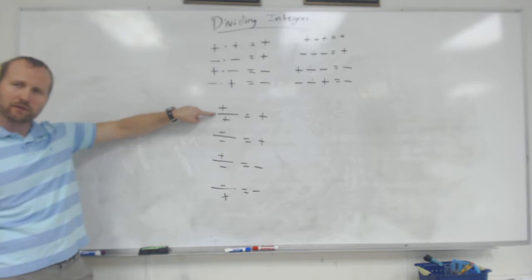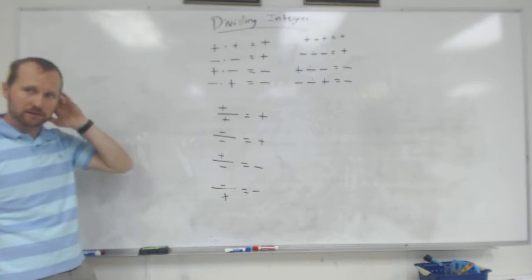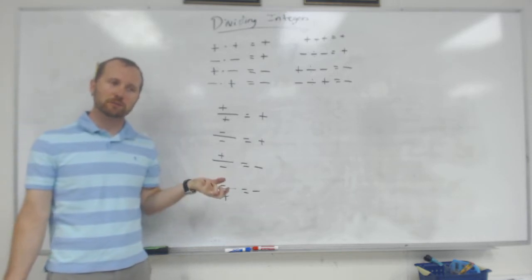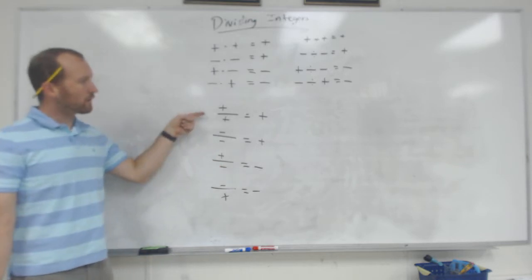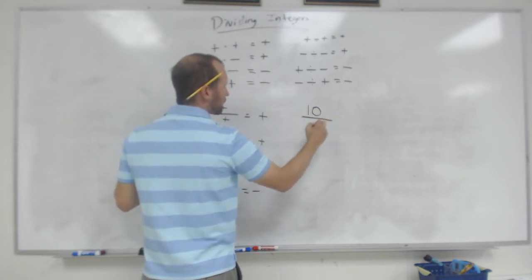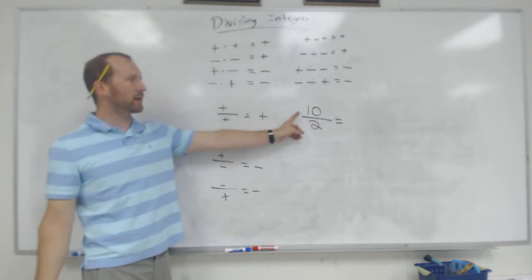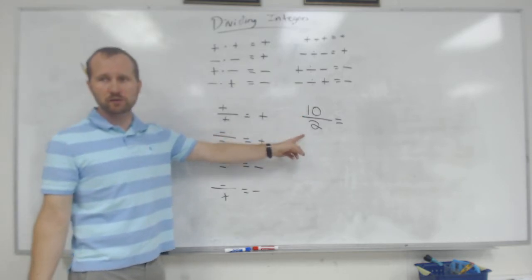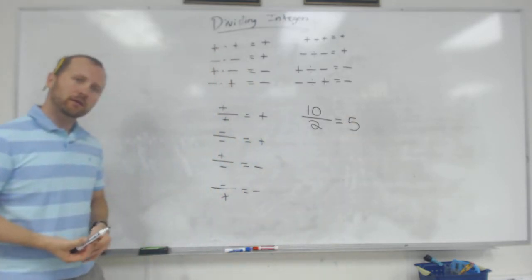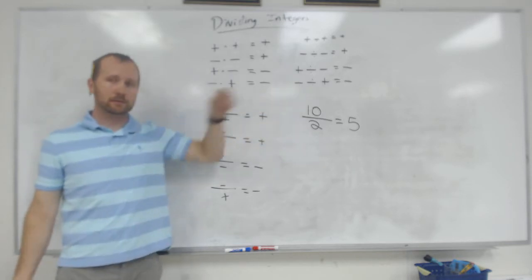A lot of times in elementary school, they teach you that this little bar means a fraction. Well, it does, but it also means divided by. Every single fraction is a division problem. So if I wrote out a problem like 10 over 2, there's a much simpler way of writing it, which is simply 10 divided by 2 is 5. So this is just another way of writing division.